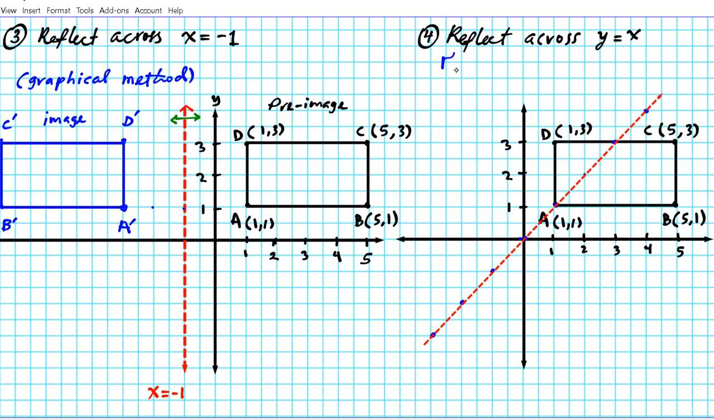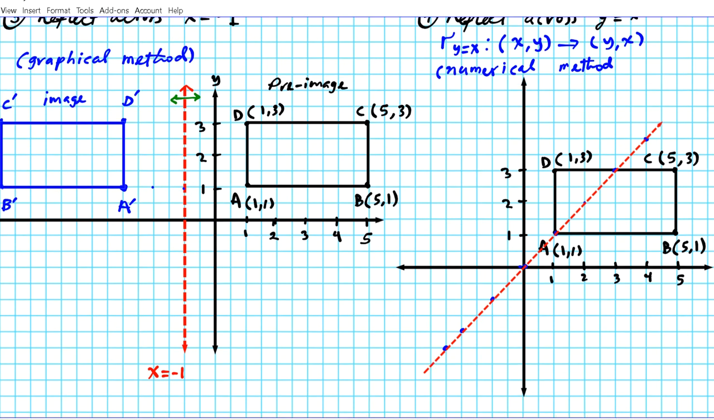So the formula is as follows: the reflection across y equals x takes x, y and switches it. Okay, x becomes y, y becomes x. It's basically the inverse. We're going to be using the numerical method here. What on earth does that mean? Well, you're going to see it right now. All we're going to do is create a coordinate system, write down all the points of our vertices, and then apply the formula, and then we'll reflect from there. Okay, so let's make our table of coordinates.